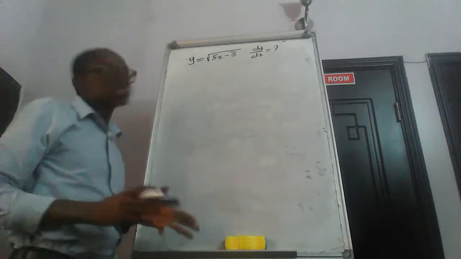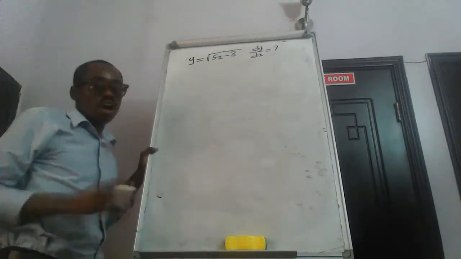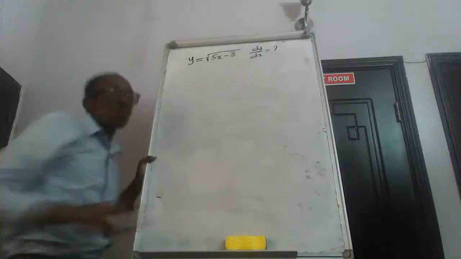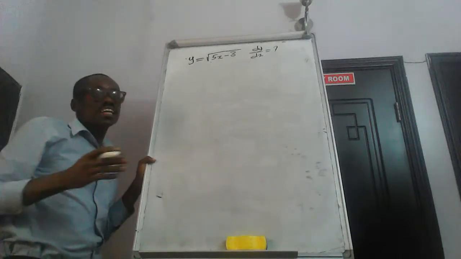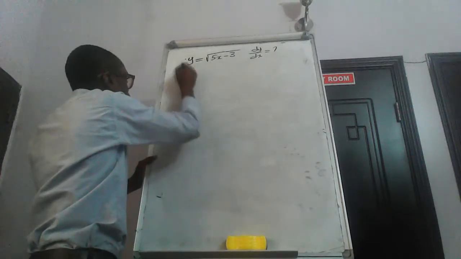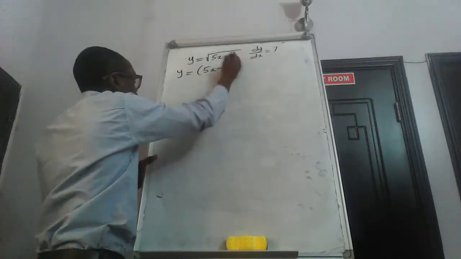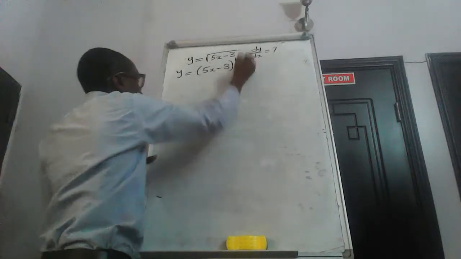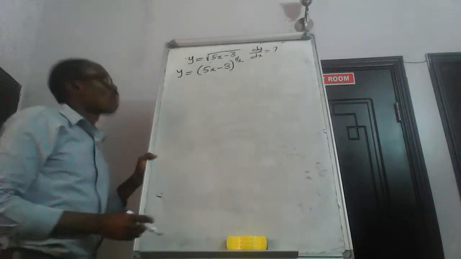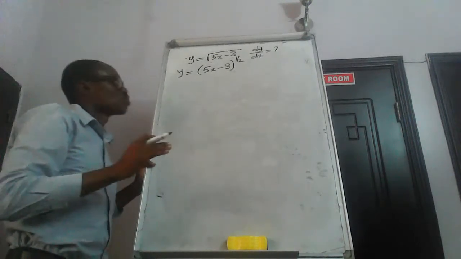So what we're going to do is transform this equation to actually look like a function of a function. Applying the law of indices, anything under the square root can be raised to power half. So we can write this equation as y is equal to 5x minus 3 raised to power half. So this is actually looking like a function of a function.